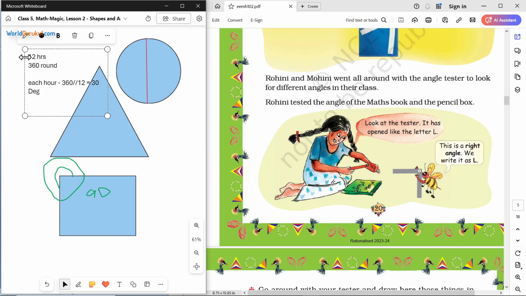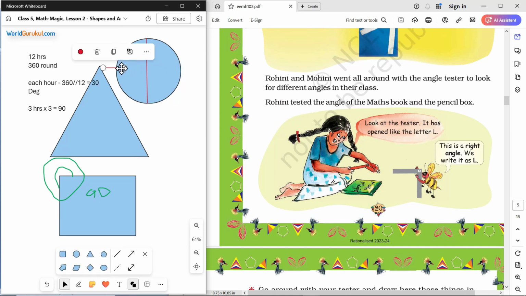So 3 hours, if it traverses, it is going to be 3 into 30, which is 90 degrees. So that is a right angle again. You can make a clock. It's easy to make. You draw the pictures, lines and all. These two lines we have here are intersecting at 90 degrees.